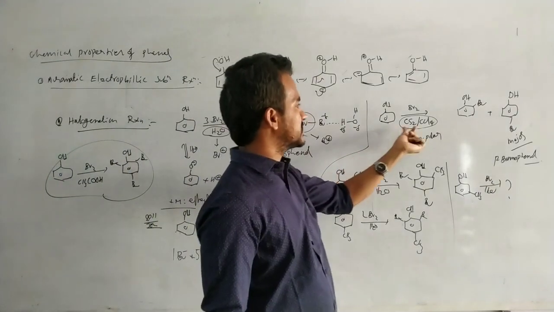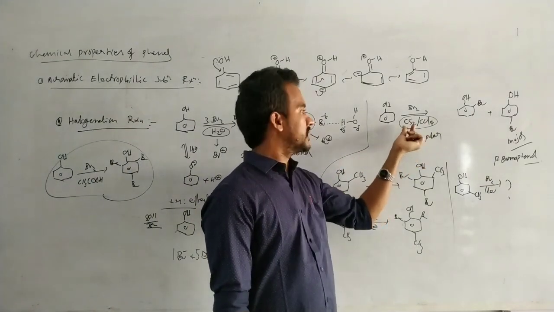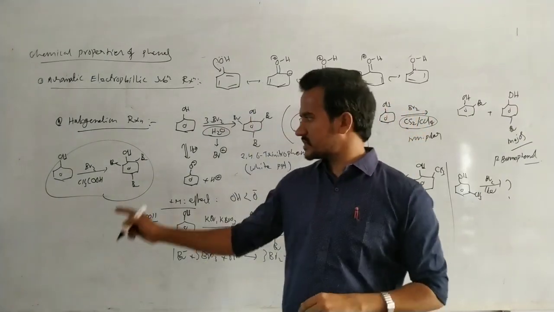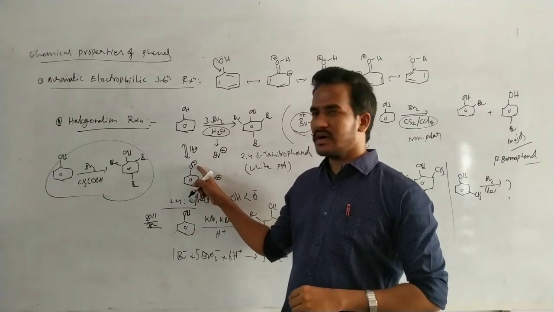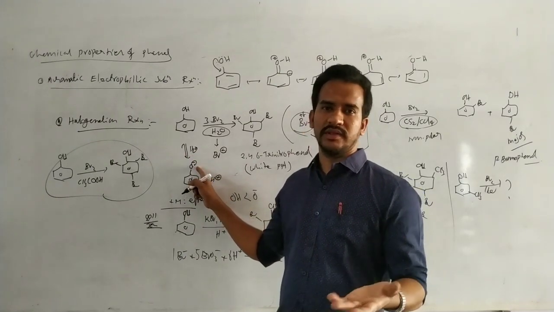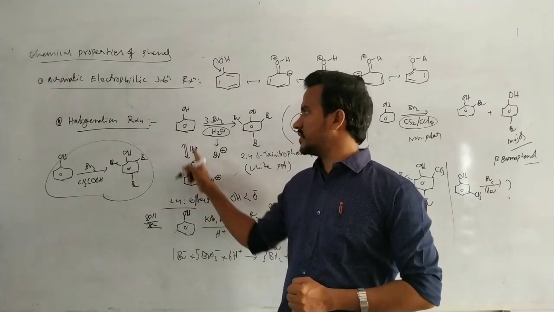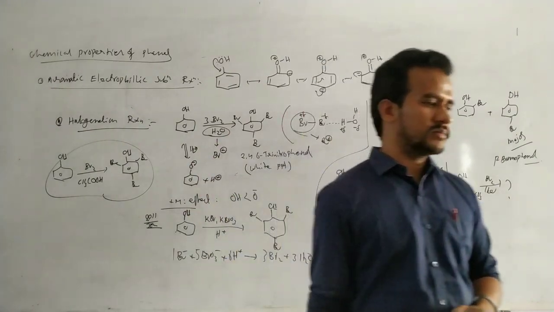In this case, carbon disulfide or CCl4 is a non-polar solvent, Br2 is non-polar, and the phenol is not ionized like this to phenoxide, because in phenoxide, O minus is more activating than OH. This phenoxide is more reactive towards electrophilic substitution than the phenol. Okay, that's it.